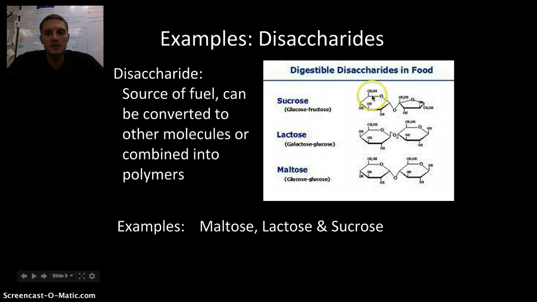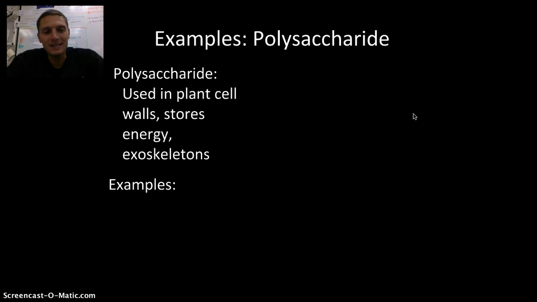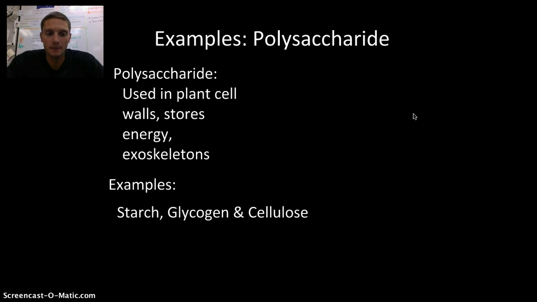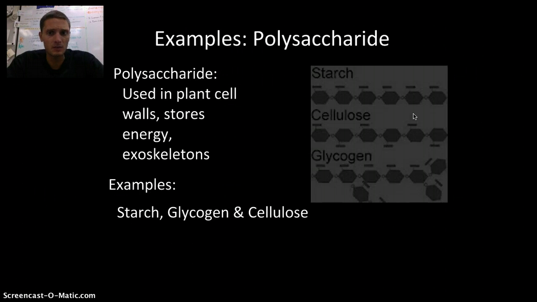How 2 monosaccharides are actually put together is called dehydration, and the breaking apart is hydrolysis. We're going to take a look at those reactions in our next video, the second part of our proteins, lipids, and carbohydrates video. If we put disaccharides together, we get something called a polysaccharide. And a polysaccharide has some very specific functions. Some examples include starch, glycogen, and cellulose. They're used in plant cells and cell walls. They store energy. They can also be used as exoskeletons in some organisms.